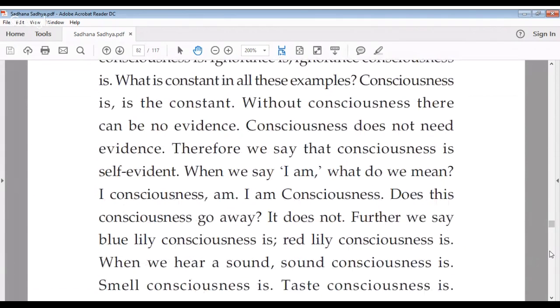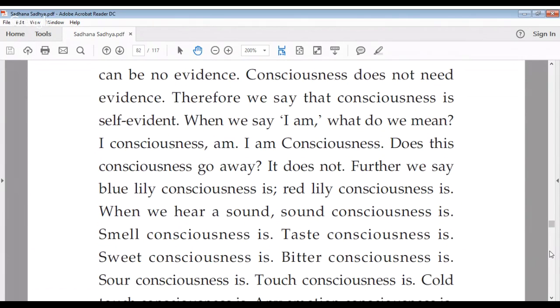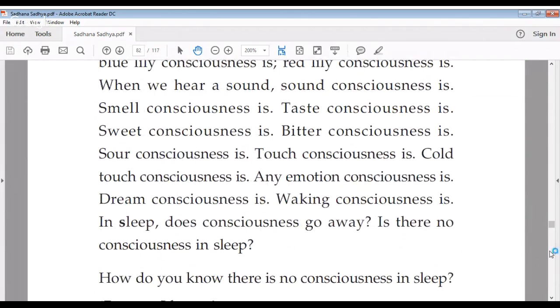When we say I am, what do we mean? I consciousness am. I am consciousness. Does this consciousness go away? It does not. Further, we say blue lily consciousness is. Red lily consciousness is. When we hear a sound, sound consciousness is. Smell consciousness is. Taste consciousness is. Sweet consciousness is. Bitter consciousness is. Sour consciousness is. Touch consciousness is. Cold touch consciousness is. Any emotion consciousness is. Dream consciousness is. Waking consciousness is.